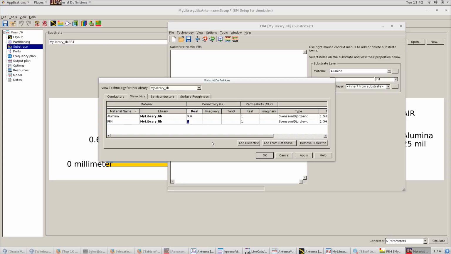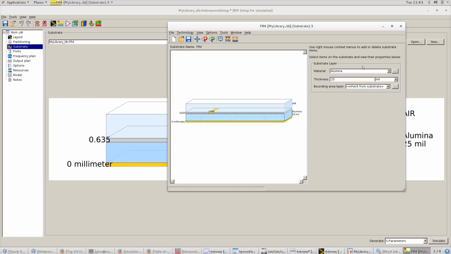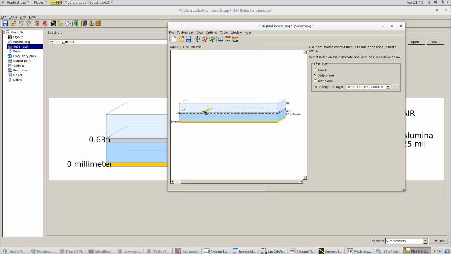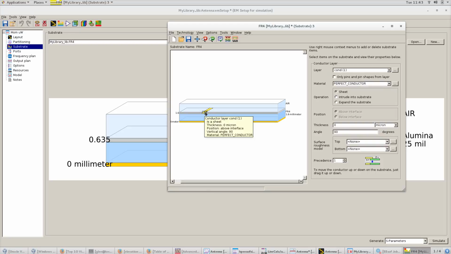And now I'm going to input the values that I put in my original model. So tan D 0.036. And that's good enough for this particular piece. So I'm going to hit OK. And now I'm going to select FR4 from this board, and it's telling me it's 25 mils thick. Well, I want to change that to 1.6 and set it up right here with my millimeters. So now I have a 1.6 millimeter FR4 board where the conducting layer 1, or COND1, is set up as the conducting layer on the top surface.